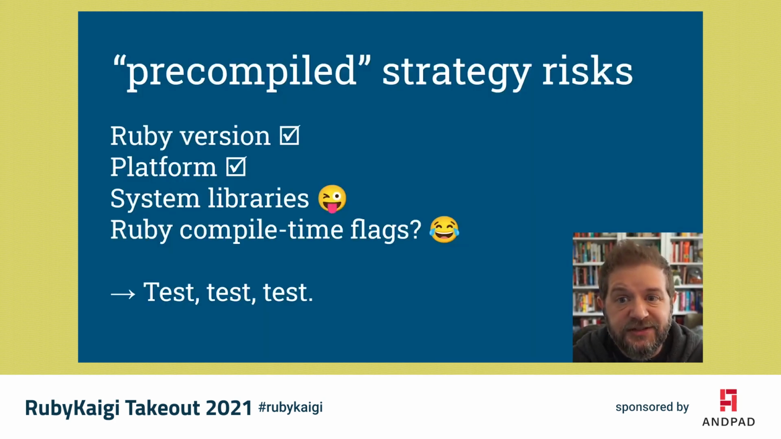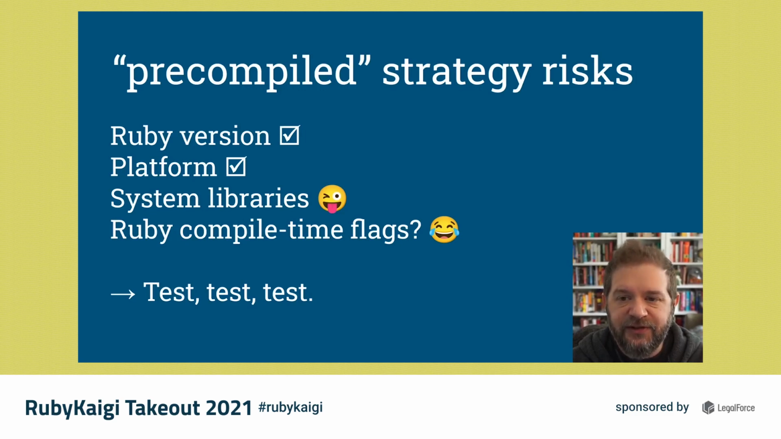This strategy isn't perfect. Remember what I said earlier, that a compiled C extension is specific to a Ruby version, the platform, and the system libraries. Precompiled strategy mostly takes care of the first two, but there are still edge cases around system libraries. The big gotcha is that Linux libc is not the same as Linux musl, which is Alpine Linux, and we've had to work around this a few times in Nokogiri.